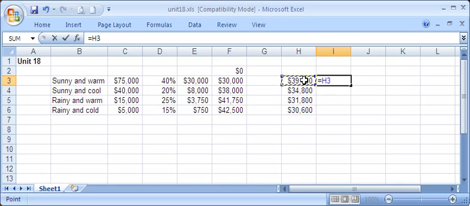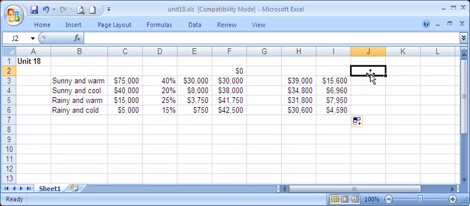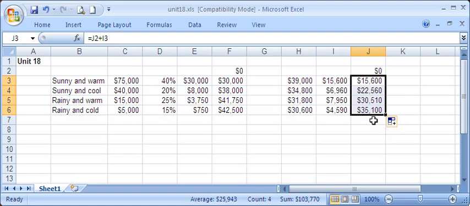Here's the cost if it's sunny and warm, and here's 40% of that cost, 40% being the chance that it is in fact sunny and warm. Applying the same reasoning to the other cases, we get the expected cost in each case, and then adding those all together using our running sum technique, we'll get the total average cost. On average, we expect to pay $35,100 to put on the concert.